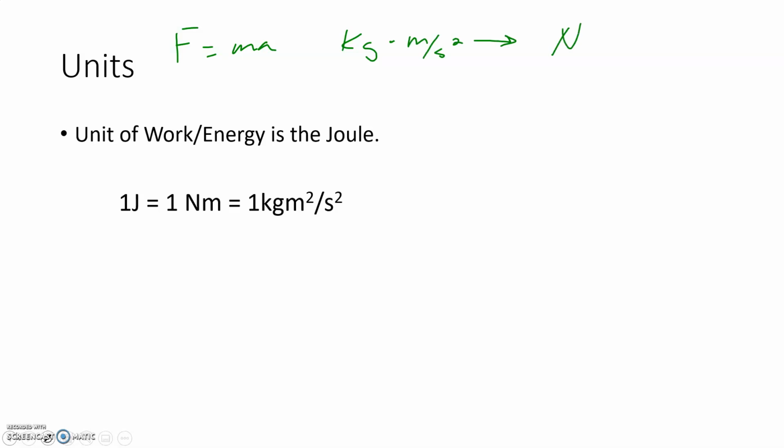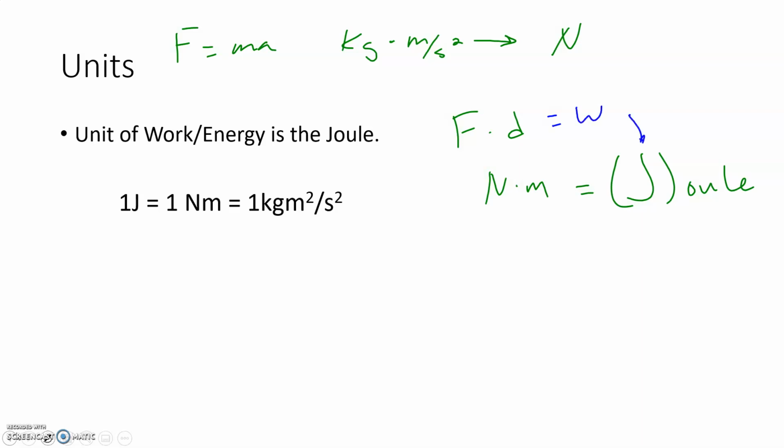Well, now if we take our work, look at that work equation, force times distance, that is a Newton times a meter, and we're going to call that a joule. So the joule is a unit of work and energy, and we'll talk about why that is here in a little bit. So the Newton times a meter is a joule. So that's work.